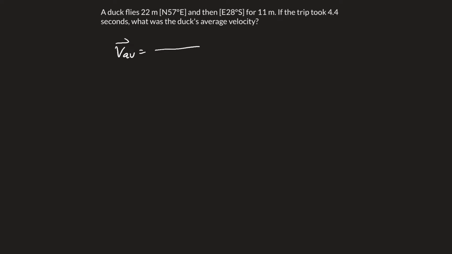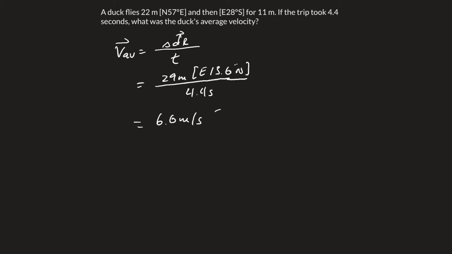We can now go ahead and solve for our final answer, which is to look for the average velocity. So that's going to give us our displacement over time. Remember that our displacement was a vector value, and it was 29 meters east, 13.6 degrees north, and our time, 4.4 seconds. That leaves us with an average velocity of 6.6 meters per second, in the direction east, 13.6 degrees north.